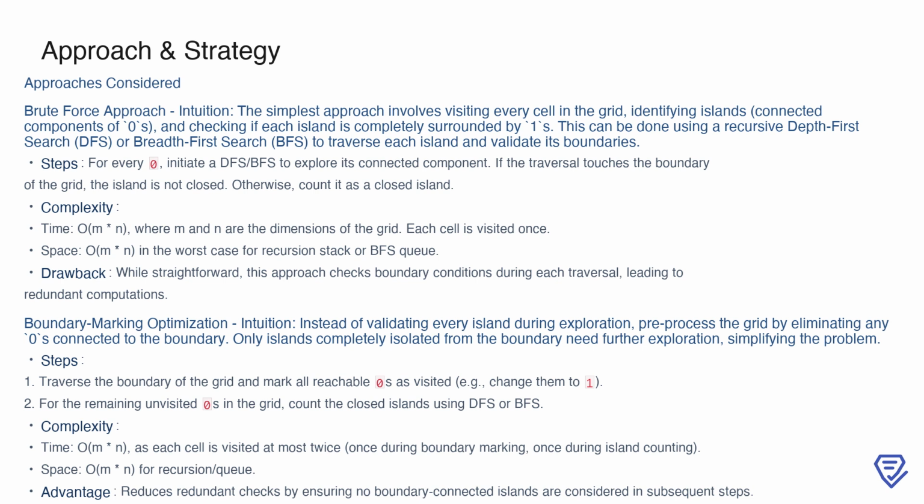To address this inefficiency, we can optimize the process with what we call the boundary marking optimization. Here, the idea is to eliminate boundary-connected islands up front. Instead of checking boundary conditions during each traversal, we first traverse the grid's boundary and mark all 0s connected to it as visited. This leaves only the interior 0s, which can then be explored to count closed islands using DFS or BFS. This optimization ensures that each cell is visited at most twice, once during boundary marking and again during island counting, maintaining the same O(m*n) time complexity but significantly reducing redundant checks.